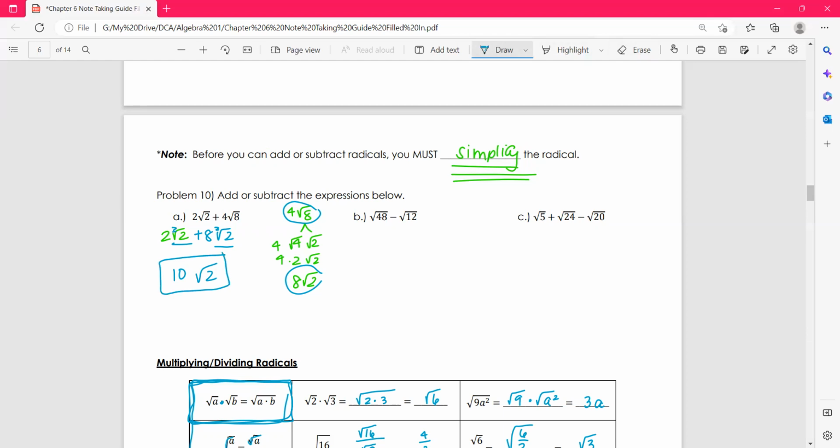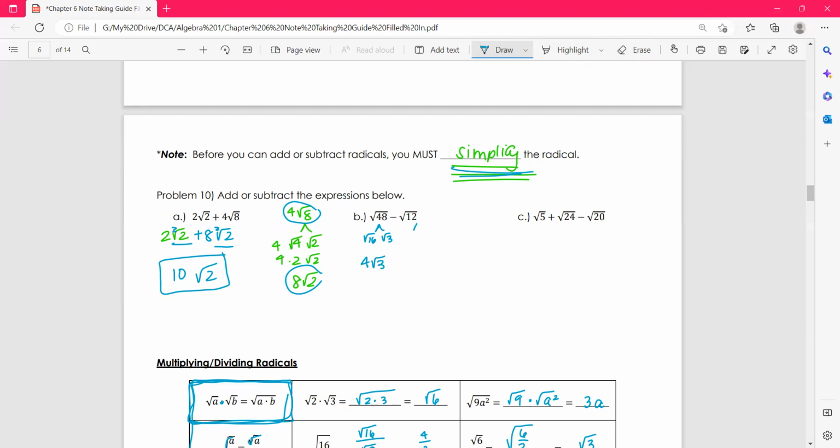If I look at B, so I've got square root of 48 minus square root of 12. Indexes are the same. Radicands are different, but can I simplify to get the same? So let's break down 48. 48 I can break down to square root of 16 and the square root of 3. Square root of 16 I know is 4. Root 3 I can't do anything with.